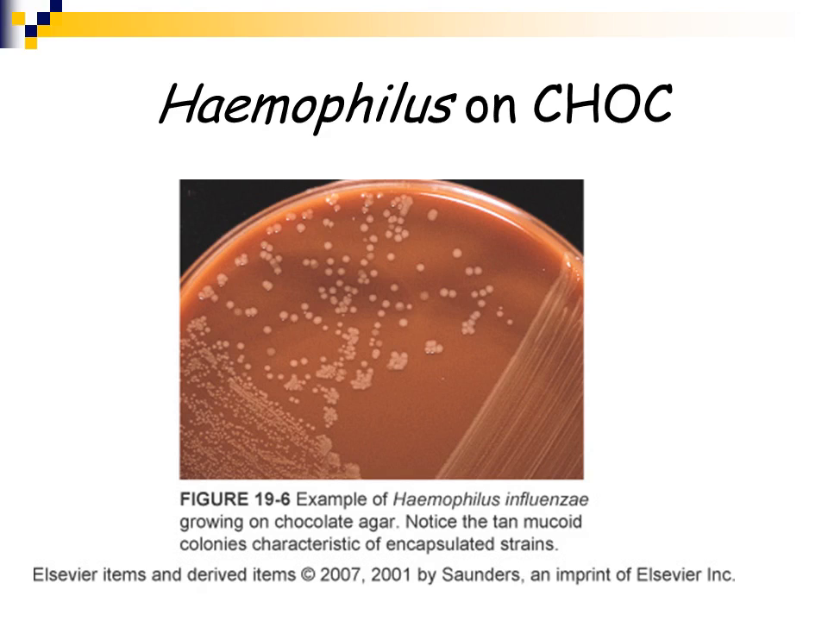Now, we already said that chocolate agar has X because it's a blood source, so it has hemin, and it has the NAD because it is hemolyzed blood. So Haemophilus influenzae, which requires both X and V factor, will grow very well on chocolate agar, and it usually produces a tan, somewhat mucoid colony.